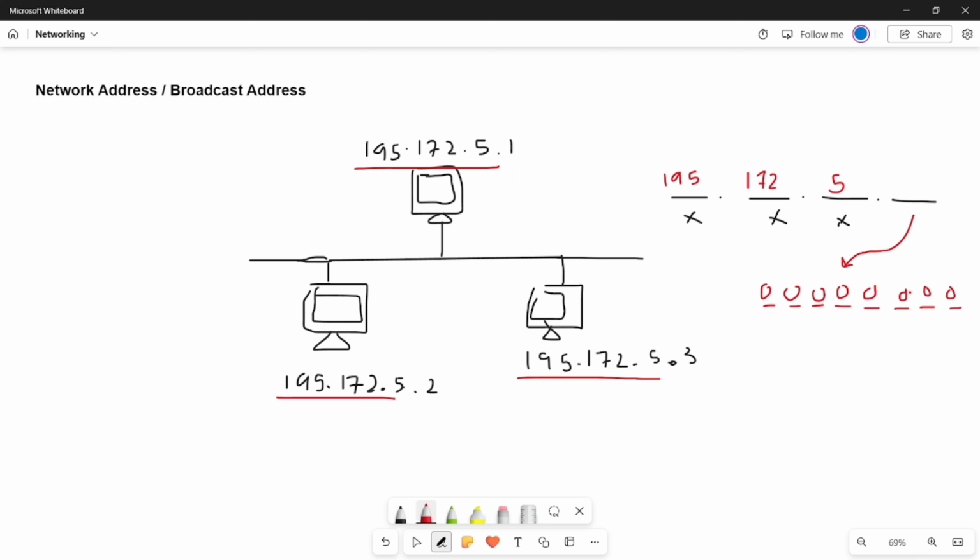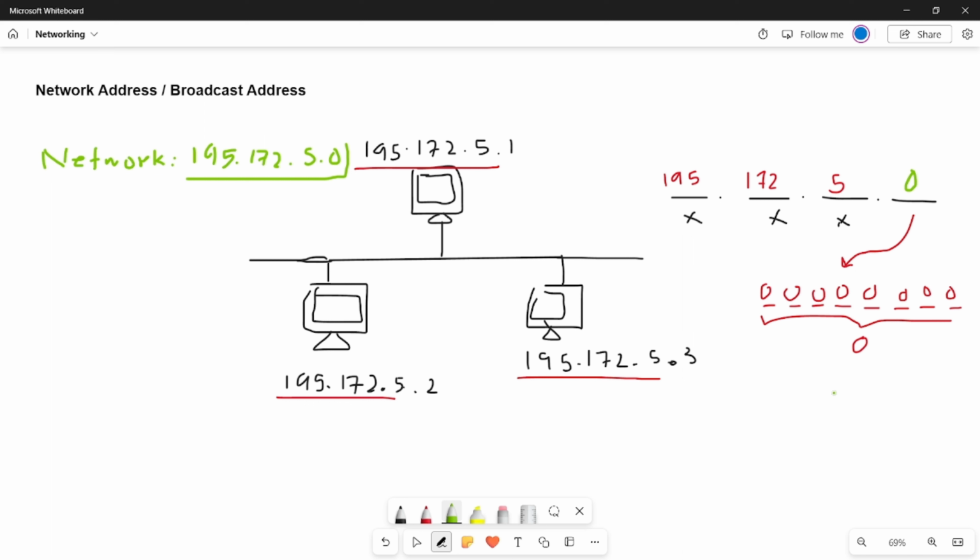So when we put all zeros for this host ID, we get the decimal result 0. So 0 is the first IP address we can find in this network. So in this IP address range, we can say the network address is 195.172.5.0. This is the network address of this network.